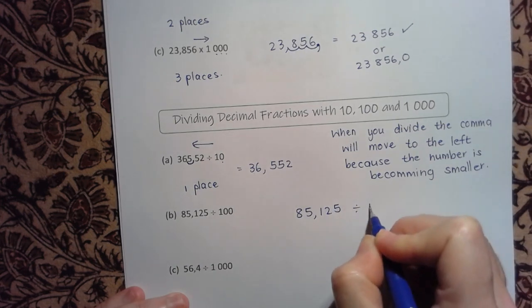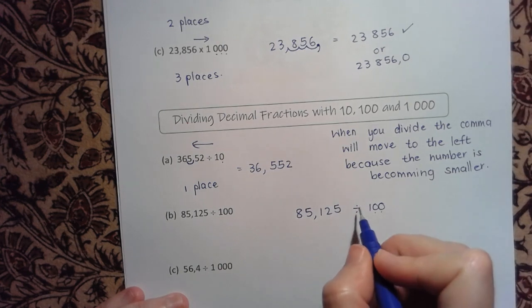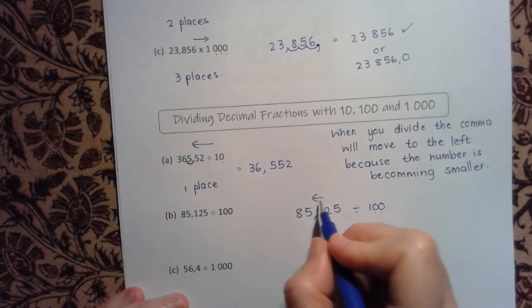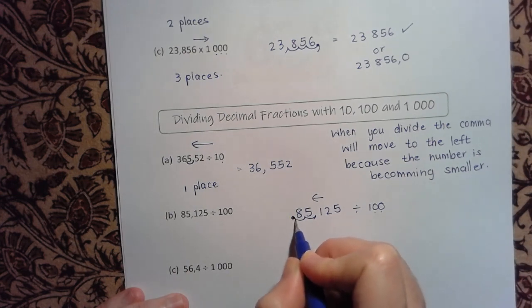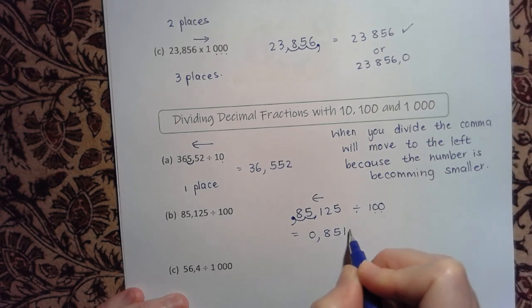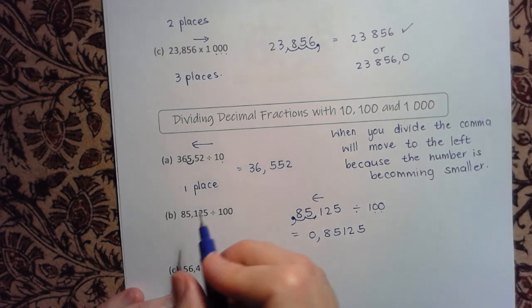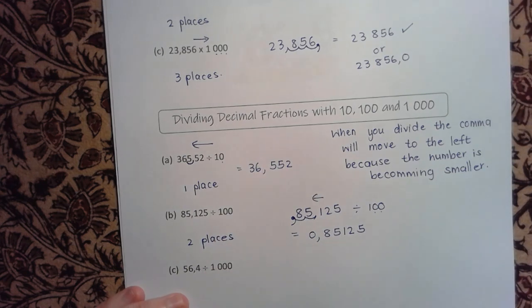Right, and then the next one, 85,125 divide by 100. So how many zeros are there? 2 zeros. So how many places will it move back? It will go 2 places back. 1, 2. So then your comma is here now. So the answer is 0,85125. Right, so it moves 2 places back.